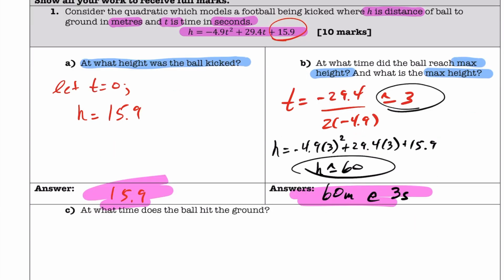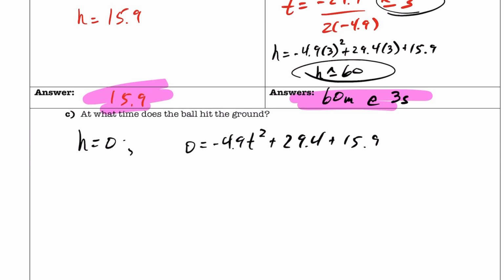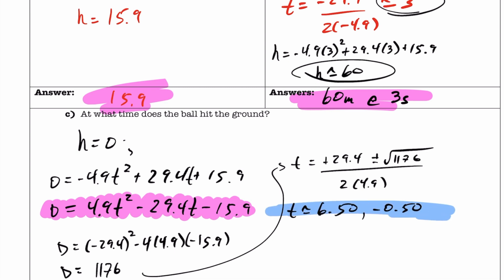All right, moving on. In part C here, they ask you when does the ball hit the ground? Well, the ball hits the ground when your h value is 0. So we're going to go ahead and set h equal to 0 here and look to solve the following quadratic. First thing you want to do when you're solving this quadratic is multiply across by a minus sign. That's going to give us positive 4.9t squared minus 29.4t minus 15.9. So going ahead and doing our quadratic equation, we get the following. And you can see here I get 2 times. One is 6.5 seconds. The other time is inadmissible.